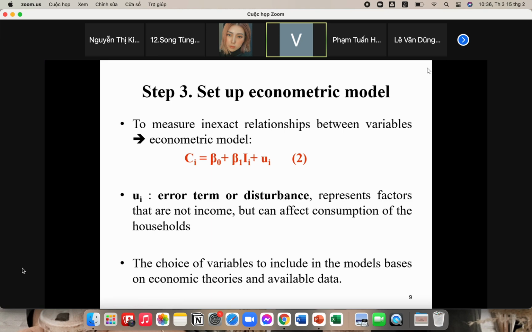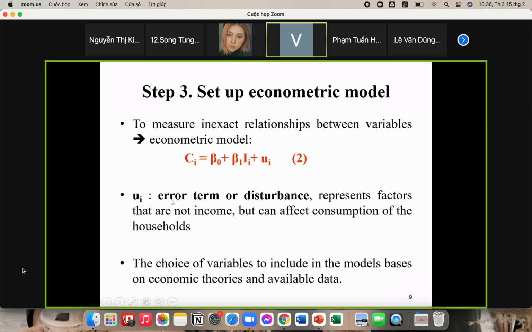So you can see in econometrics model, we have factor U here. So U here is error term or disturbance, and U represents factors that are not income but can affect consumption of households.